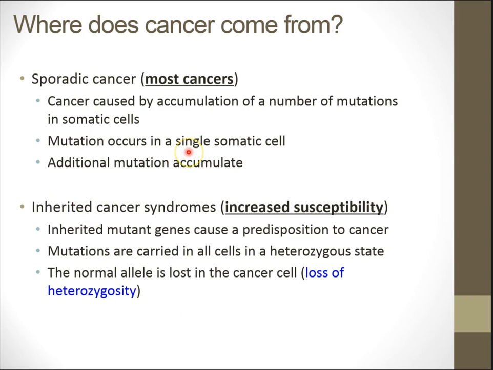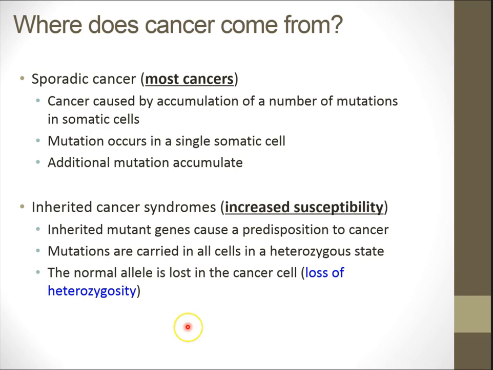So, although we hear a lot about inherited cancer syndromes and inheriting a predisposition due to mutations in certain types of genes, the vast majority of cancers are sporadic. These are caused by an accumulation of a number of mutations in somatic cells, and we'll go through what those gene types are later. But what I would like to point out is that only a single cell needs to acquire this superpower to become malignant.